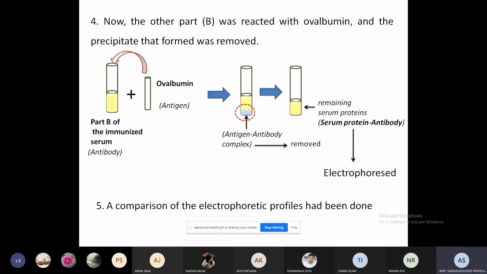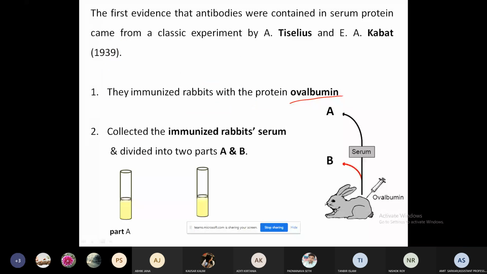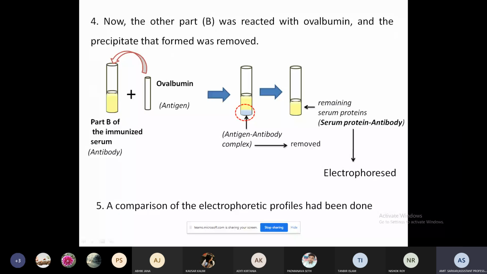They added ovalbumin, the same ovalbumin that they used to immunize the rabbit, to react with part B of the immunized serum. That part was hypothetically containing anti-ovalbumin antibody. So anti-ovalbumin antibody was there, but you are also now adding the ovalbumin against which you have raised this antibody. Ovalbumin is the antigen that was used in the first phase to inject the rabbit.